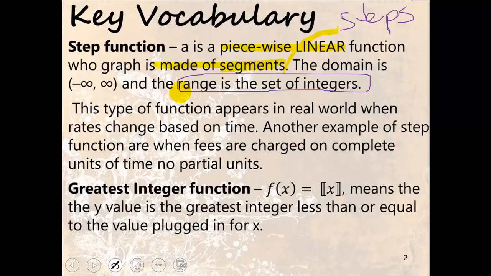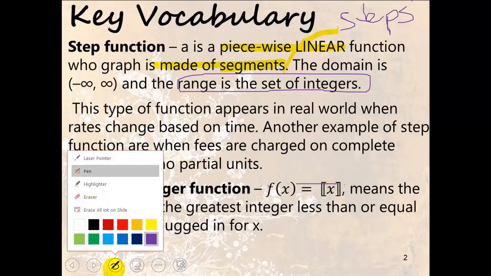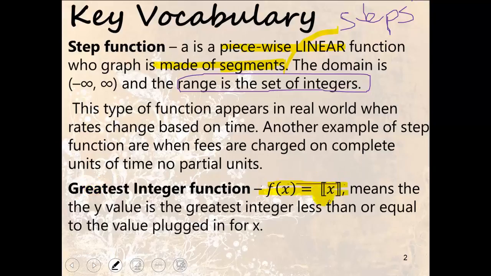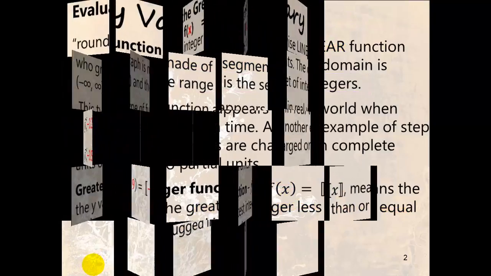The one that we're going to talk about is the greatest integer function, and symbolically it looks like f of x is equal to, and this kind of looks like an absolute value, but it's kind of like a double bracket. It means that the y value is the greatest integer less than or equal to the value that you plugged in for x. I know that seems kind of weird, and you're probably going like, what? But we'll do a couple of evaluations here, and I'll show you what I'm talking about.